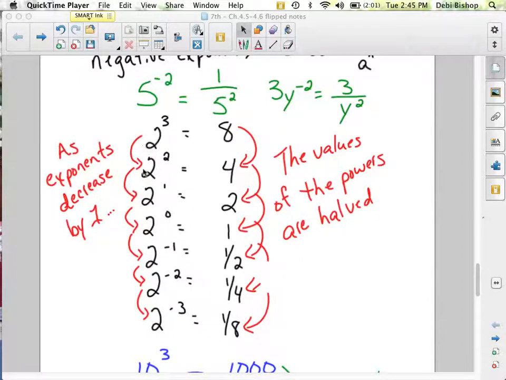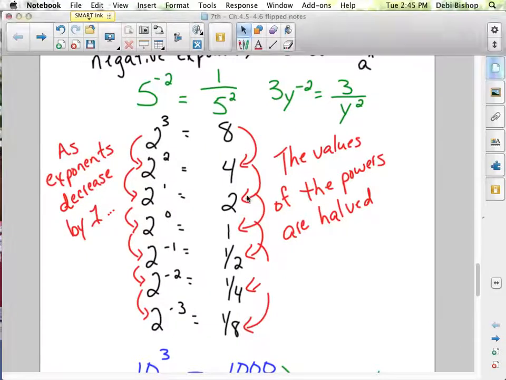So you can see as our exponents decrease by 1, 3, 2, 1, 0, negative 1, negative 2, negative 3, the values of the powers in this case are halved. So you go 8, divide by 2 is 4, divide by 2 is 2, divide by 2 is 1. 1 divided by 2 is 1/2. 1/2 divided by 2 is 1/4. 1/4 divided by 2 is 1/8. So everything is halved. It's based on your base. So it's 2 in this case. So that's why it's halves.